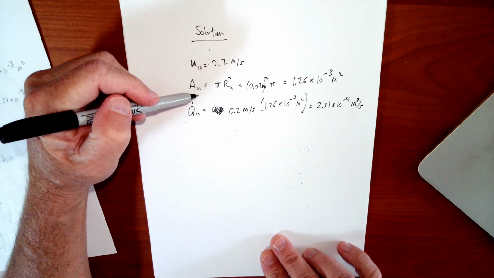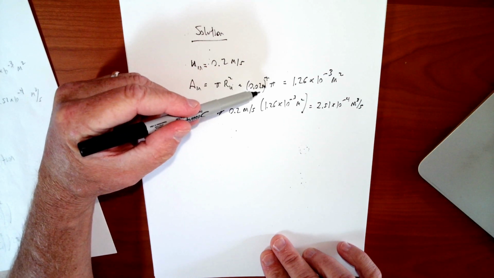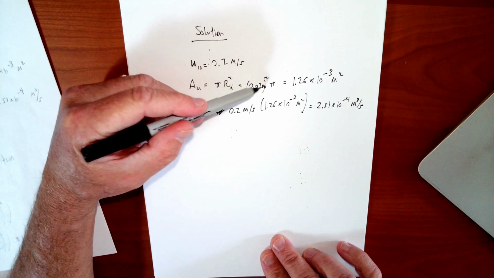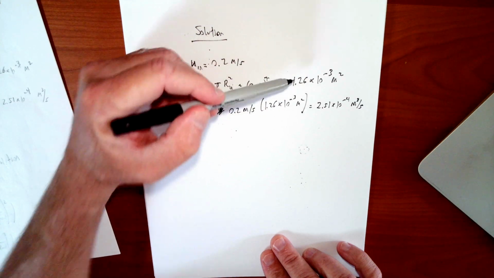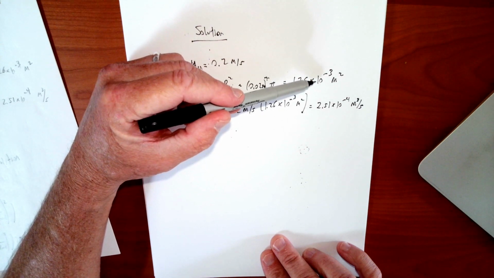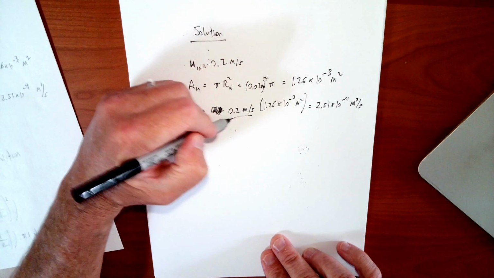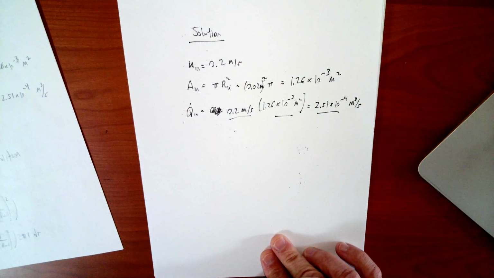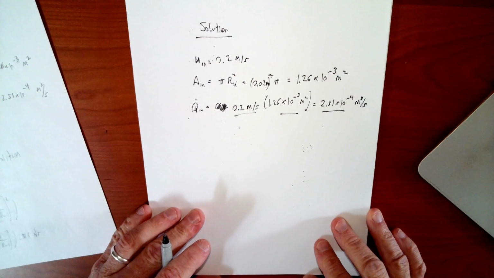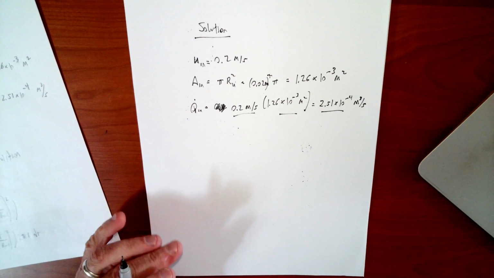The surface area at the inlet is pi r squared, where r is equal to 0.02 meters or 2 centimeters. So 0.02 meters squared times pi gives you the area at the inlet, 1.26 times 10 to the minus 3 meters squared. So the Q at the inlet is the velocity times that area, which gives us 2.51 times 10 to the minus 4 meters cubed per second. So that's the volumetric flow rate entering the nozzle. The same volumetric flow rate has to leave the nozzle.